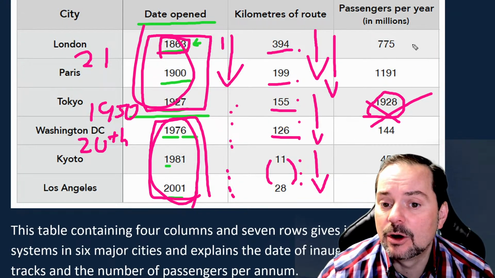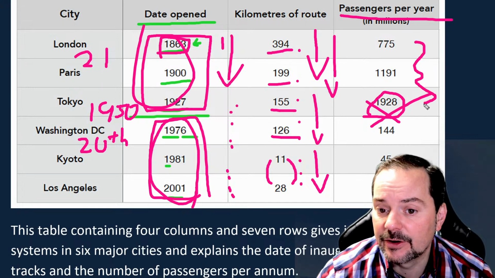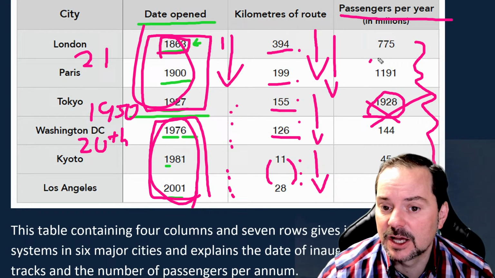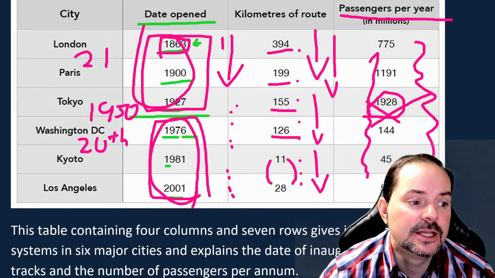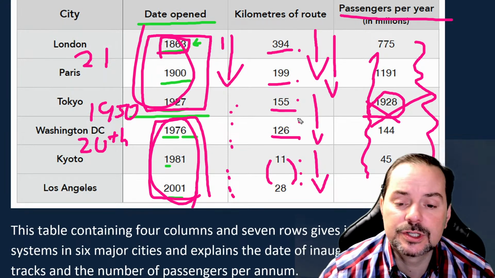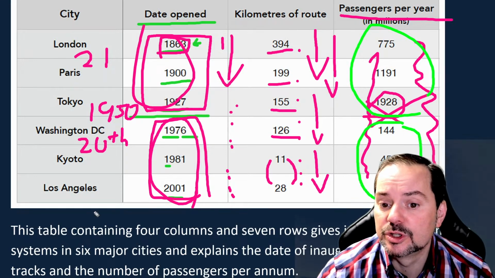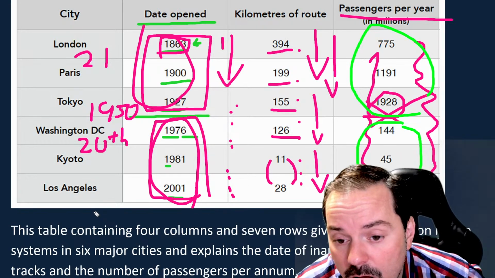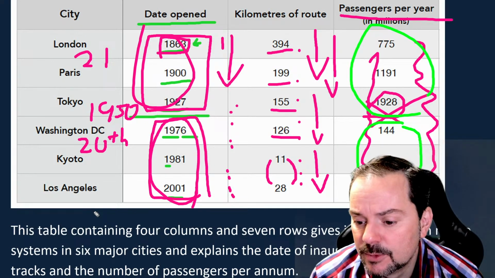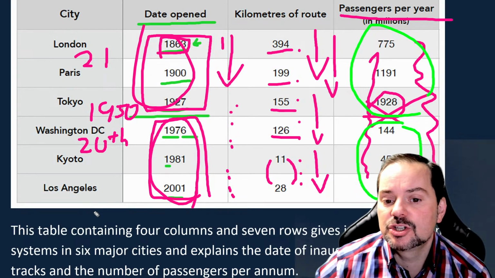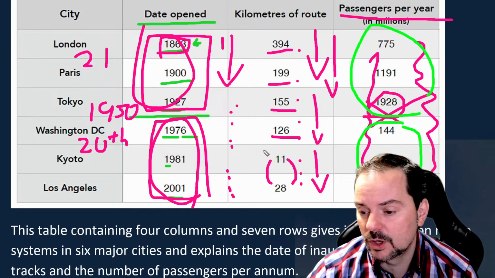Okay, now the number of passengers tends to vary, right? So there's a bit of fluctuation or variability, but we can see that the older routes have more passengers than the newer routes by a lot, right? So that's what's most important, okay? It's much, much better writing than simply just saying Tokyo has the most, okay?